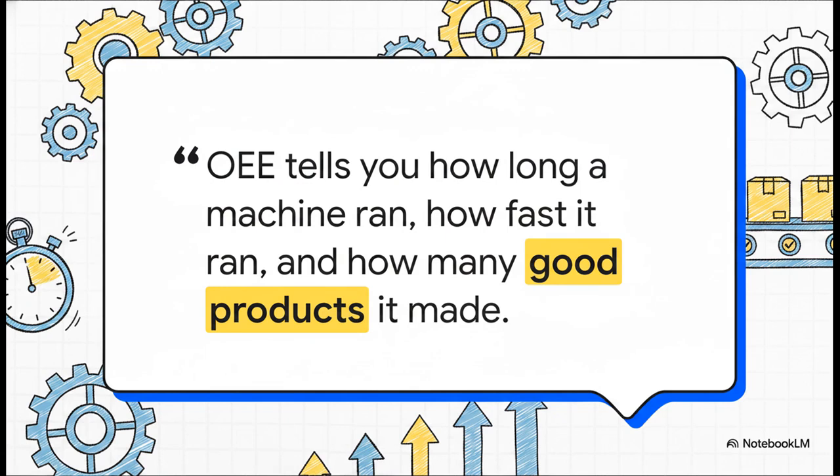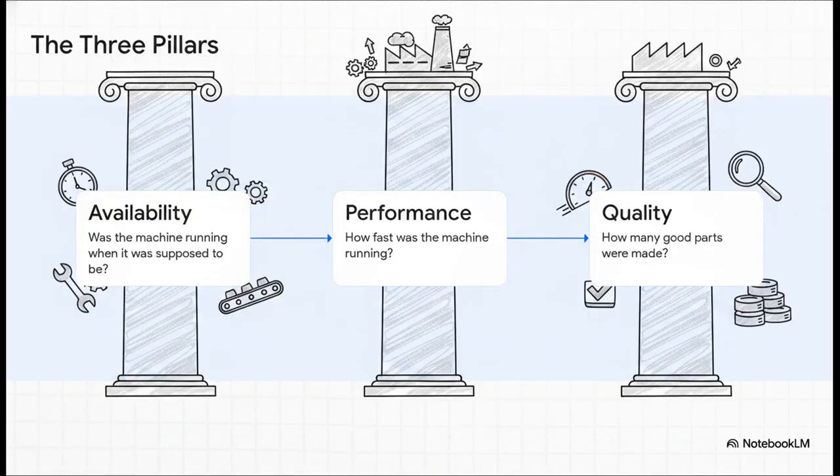But let's cut through the jargon for a second. At its heart, OEE just answers three really simple questions about your machines. How long did it run? How fast did it run? And how many good parts did it make? Honestly, that's it. And those three simple questions form the three pillars of OEE: availability, performance, and quality. Every single bit of lost efficiency on your factory floor, every single one, falls into one of these three buckets. So let's break them down.